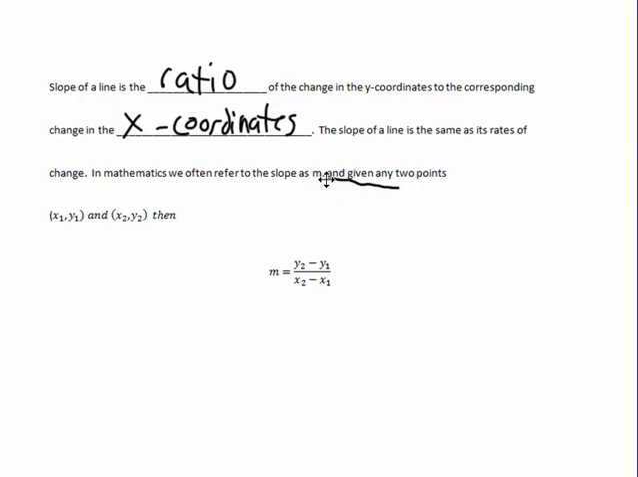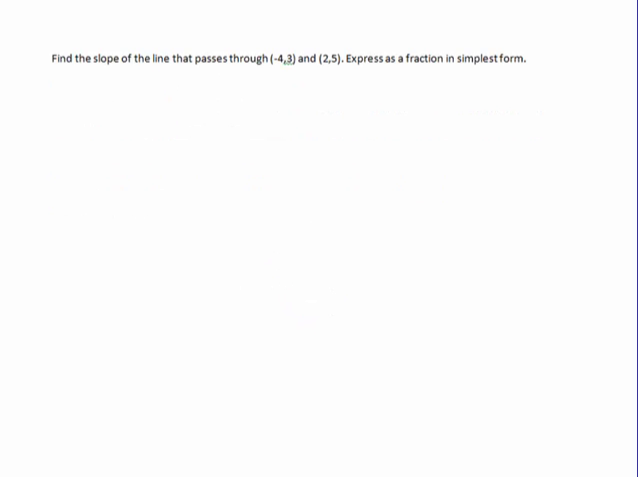Given any two points, x1, y1, and x2, y2, then m equals y2 minus y1 over x2 minus x1. Find the slope of the line that passes through negative 4, 3, and 2, 5, and express that as a fraction in simplest form. So again, we're looking at m equals y2 minus y1 over x2 minus x1. We have to pick one of these to be 1, and the other to be 2. So I'm going to say this is 1, and this is 2.